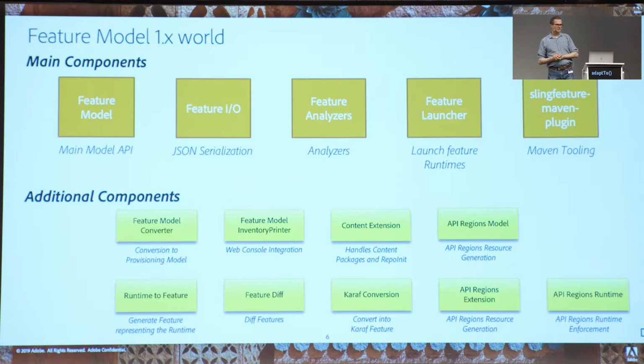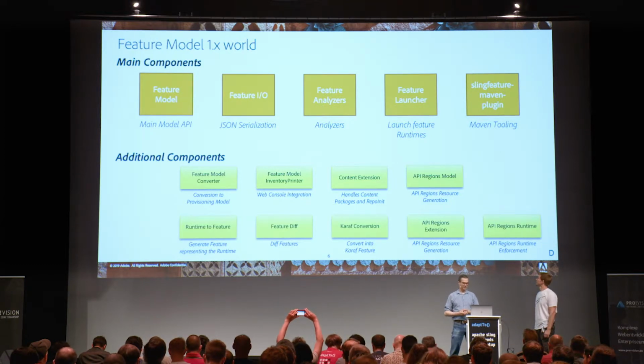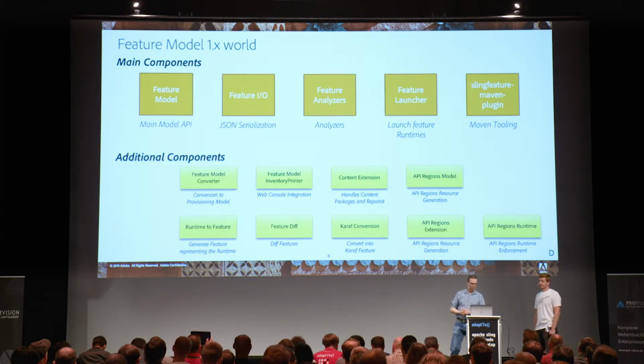I also wanted to briefly mention the world in Sling, the world of the feature model. We have a whole bunch of Git repos in Sling. There are 5 main ones, which is the feature model API and the JSON serialization of it. We have an analyzers repository. We have the launcher, and we have the Sling Feature Maven plugin, which is basically the primary Maven tool. There's also a whole bunch of other components.